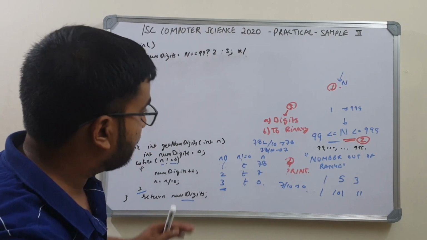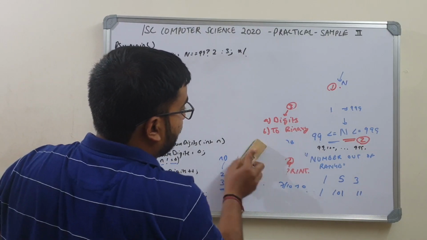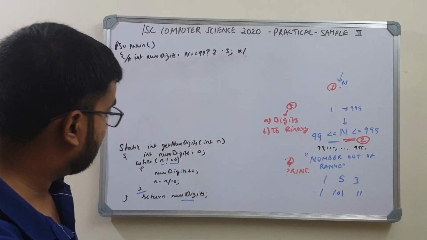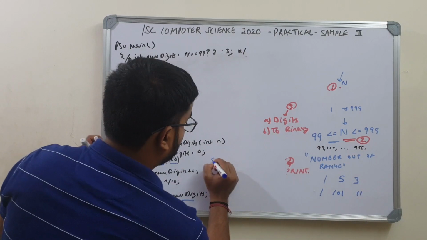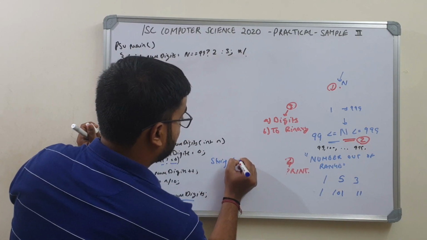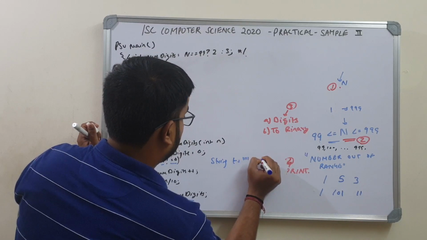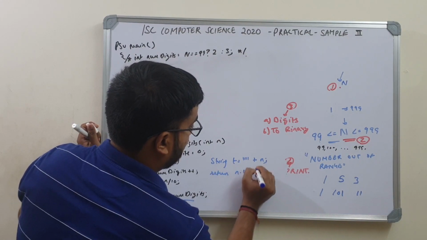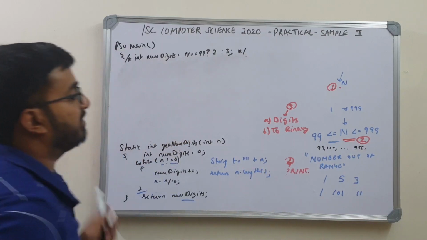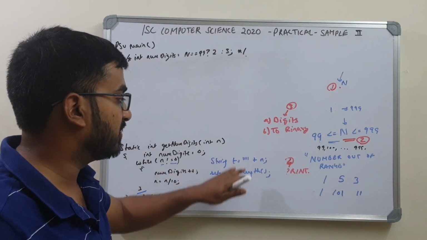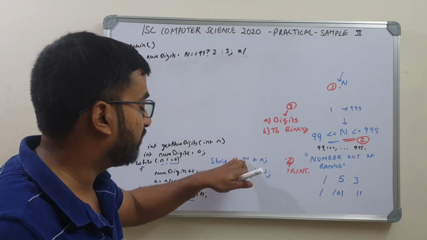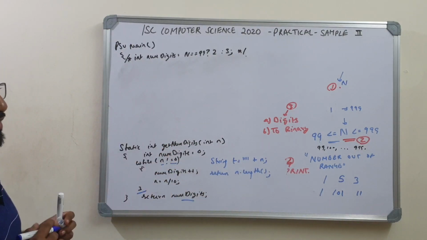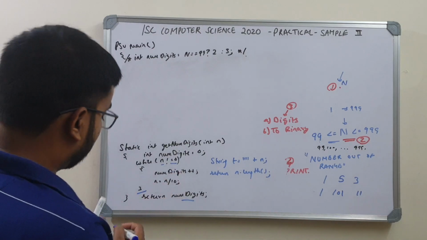Or the smarter, simpler way, if you are confused about this, you can simply take it into a string. You can say string t is equal to blank plus n and return t dot length. Very simple, very clear, very straightforward. You're just appending the number to a blank string and then finding the length of that string. No need to do this. I'll tell you both the ways.